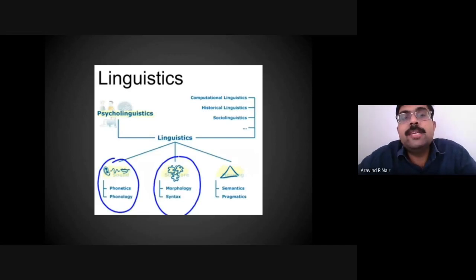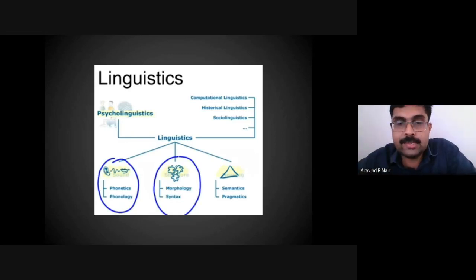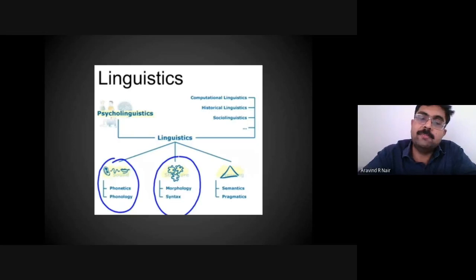So psycholinguistics is an interdisciplinary branch of linguistics. It has relevance in all these three main aspects of linguistics. There are linkages between psycholinguistics and phonetics, phonology, morphology, syntax, semantics, and pragmatics.